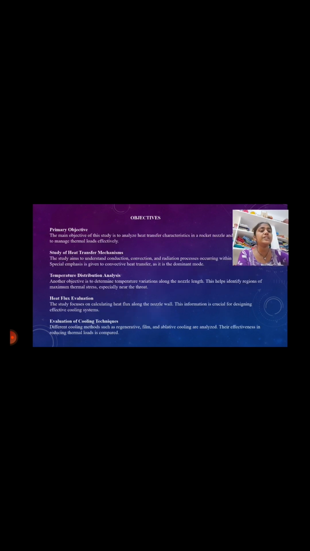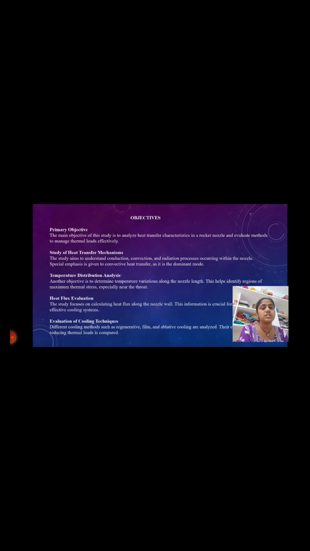Now coming to the objectives of this project. The main objective of this study is to analyze heat transfer characteristics in a rocket nozzle and evaluate methods to manage thermal loads effectively. Study of heat transfer mechanisms: the study aims to understand conduction, convection, and radiation processes occurring within the nozzle. Special emphasis is given to convective heat transfer as it is the dominant mode.